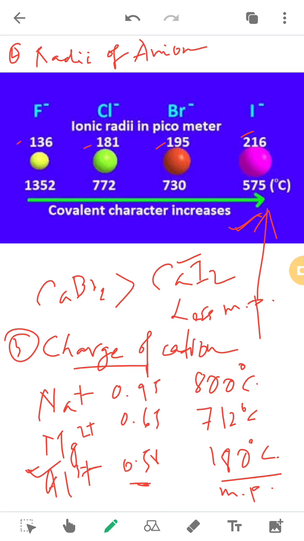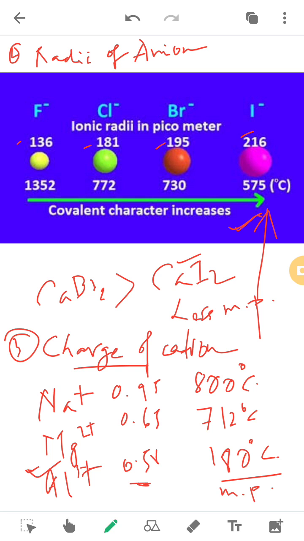Similarly, in the case of the charge of the anion, the cation is the same one, and you compare an anion which has -1 charge and -2 charge. Among these, the one having -2 charge will have more polarizability, because it has to hold more electrons. Less tightly held electrons can be easily deformed.